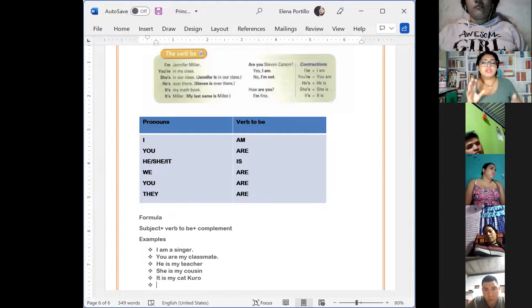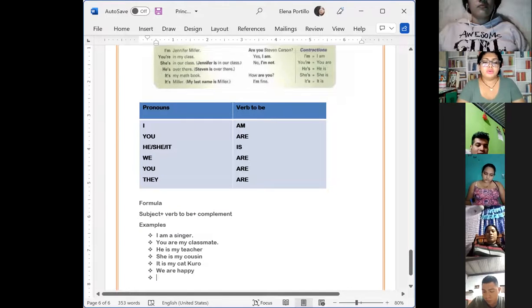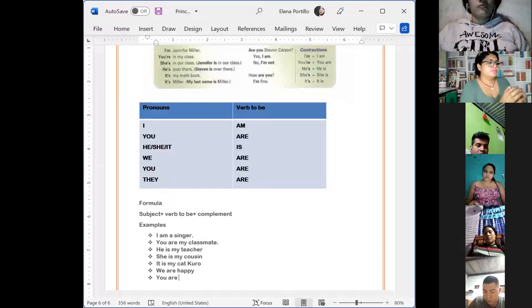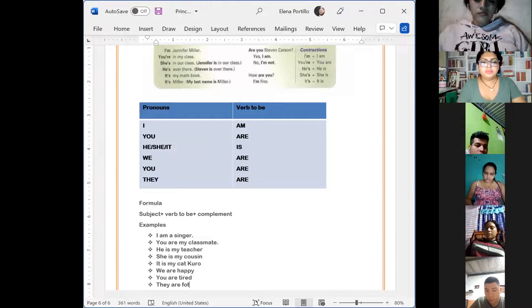Vamos a utilizar los nombres plurales, en este caso, los pronombres plurales. So, we are going to have we, nosotros. We are happy. For example, somos felices, we are happy. Then, you, ustedes, I'm not going to use the ing. No voy a utilizar el ing todavía. You are tired. Están cansados. You are tired. Then we have the last one. They are football players. So, here we have the examples.